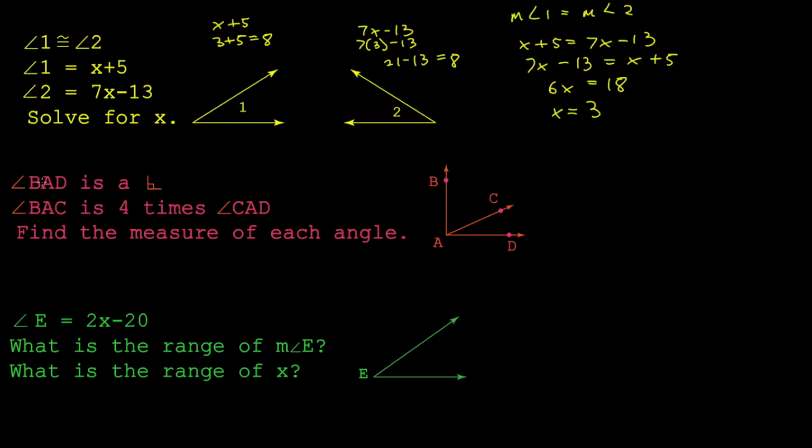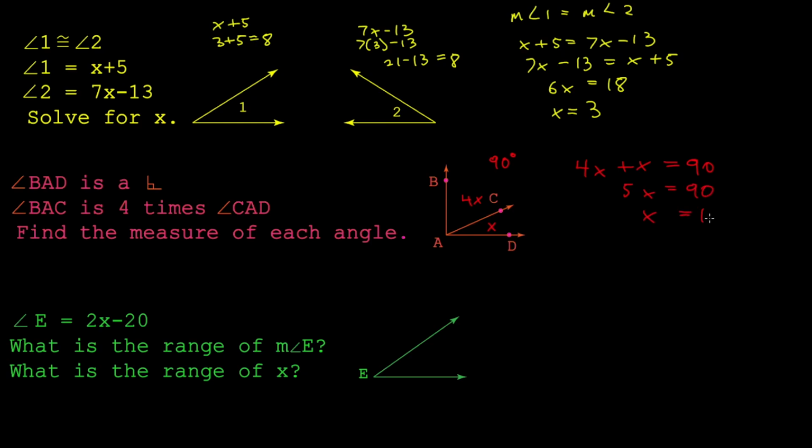So angle BAD is a right angle. Angle BAD is a right angle. So that means it is 90 degrees. Therefore, these two angles add up to 90. Now we have over here, angle BAC is 4 times angle CAD. So I'm going to call that x, and then I'm going to call that 4x. Therefore, 4x plus x equals 90. 5x equals 90.